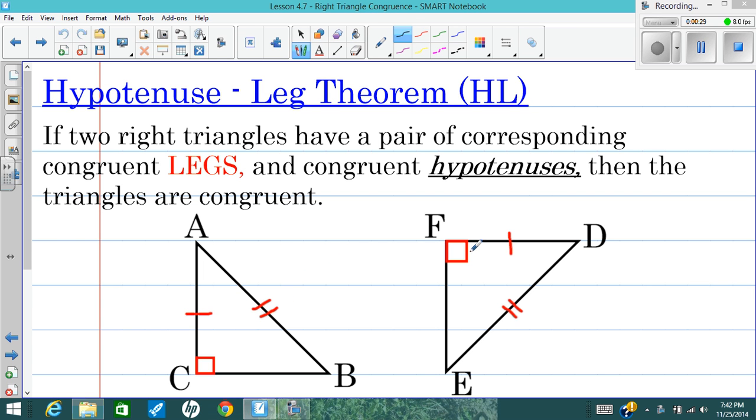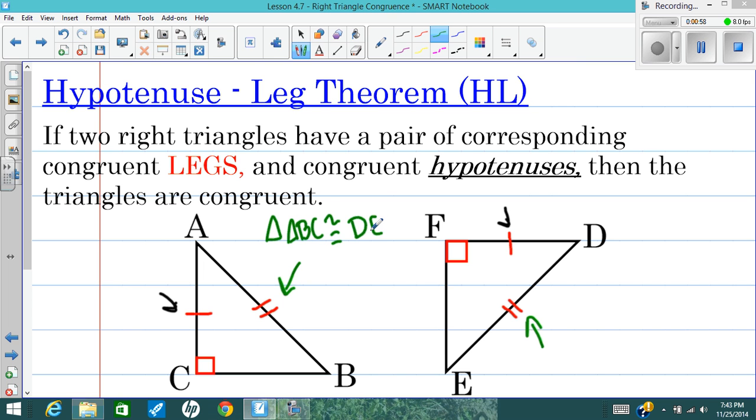is congruent to a leg in another right triangle, so here I have a pair of congruent legs, and I also have a pair of congruent hypotenuses, so both hypotenuses are congruent to each other. Then I have a situation where I have hypotenuse leg, and I can say that the triangles are congruent. So the way this picture is shown, I can say that triangle ABC is congruent to triangle DEF. And then it's my triangle symbol.